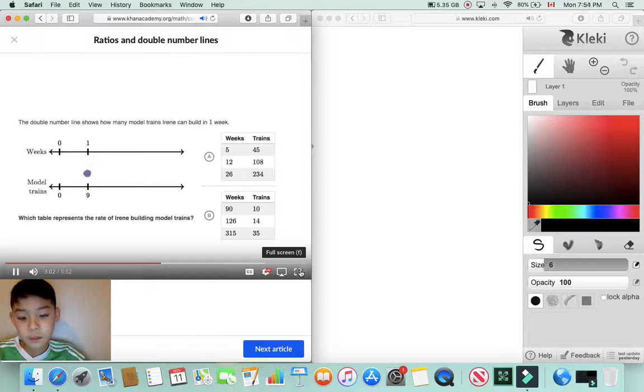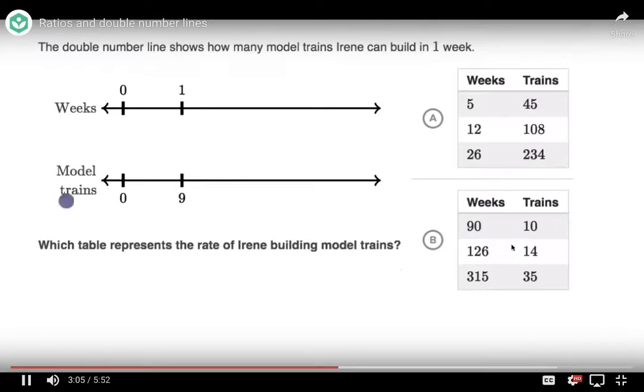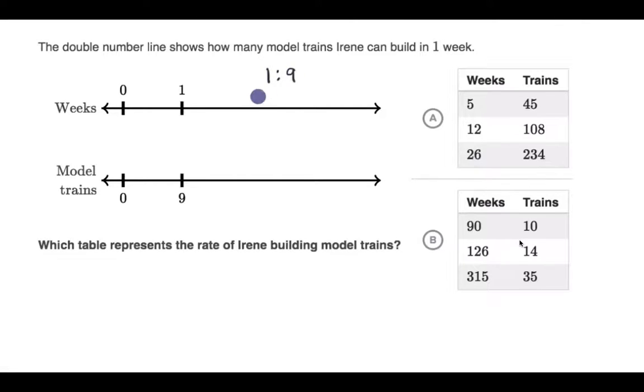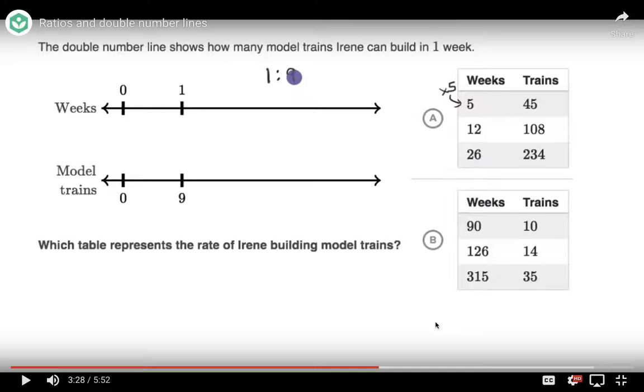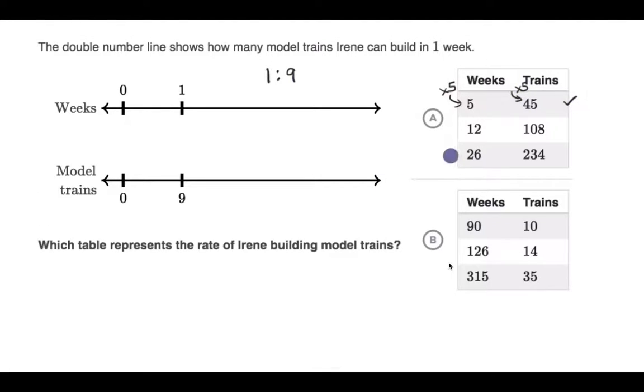Once again, every week she can build 9 trains. So one way to think about it is the ratio of week to trains would be 1 to 9. So let's see, if I look at this table, I just want to see where the ratio between weeks to trains stays at 1 to 9. So 5 to 45, that is still 1 to 9. To go from 1 to 5, I've multiplied by 5. Wait, I just noticed, I think for B, they switched it around. 10 goes on this side, 14 goes on this side, I think. I've also multiplied by 5. So this one checks out.